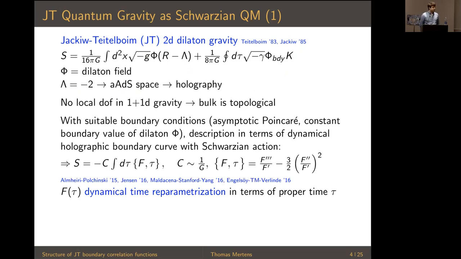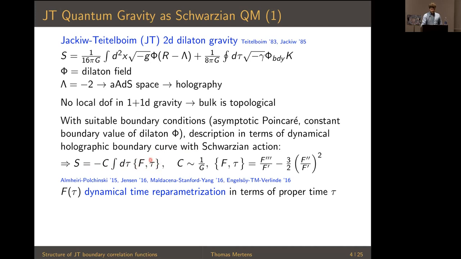But with a suitable choice of boundary conditions, you can get interesting dynamics at the boundary. I won't go into the technical details, so I refer to the papers for the actual argument. The boundary conditions are at the holographic boundary. I demand that the metrics over which I'm going to path integrate will all be asymptotically Poincare, and also that the boundary follows a constant and large value of the dilaton field phi. If you impose these boundary conditions on these models, it turns out that the description is fully in terms of a dynamical holographic boundary curve whose dynamics is described by the Schwarzian action, which I've written down here.